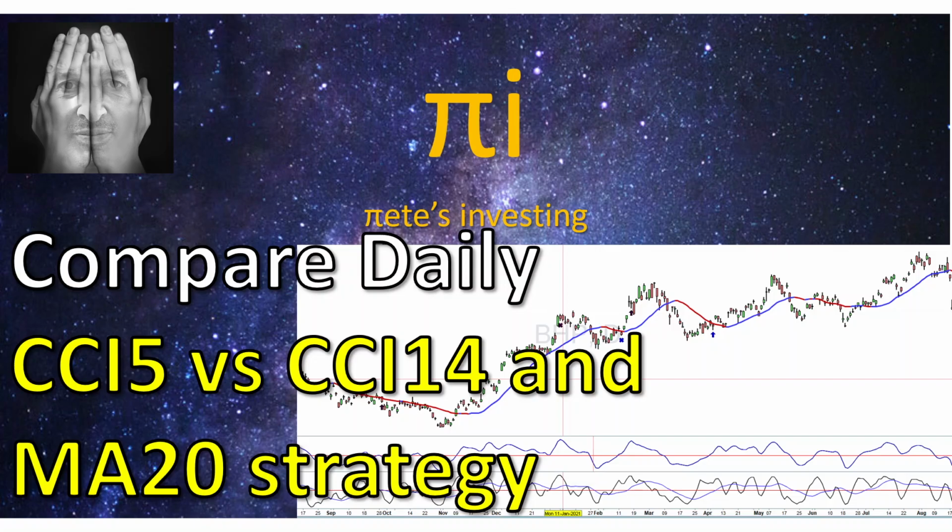In this strategy edition, we'll be talking about the trading strategy using CCI14 with a moving average 20 exit and a CCI5 with minimum gains in both variations.